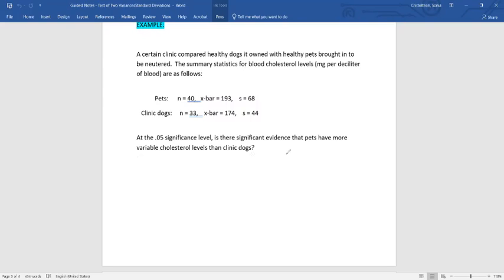So based on this, we are looking at variability, meaning we are testing variance, and I will be looking at the pets and clinic dogs.